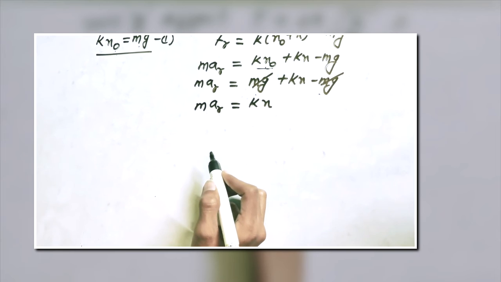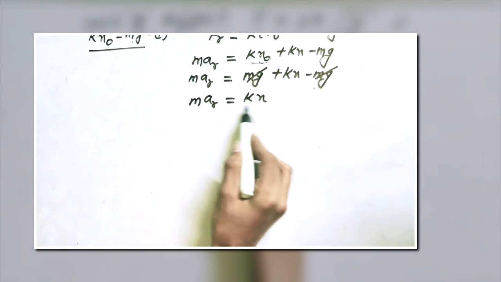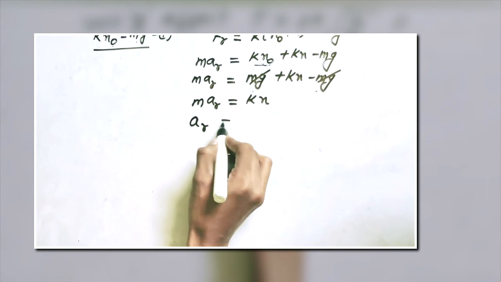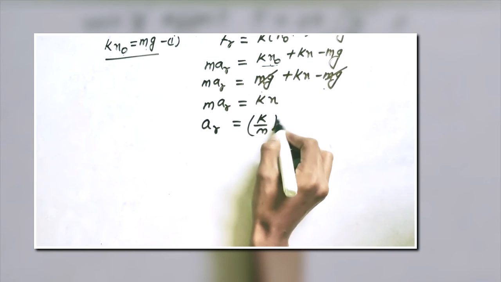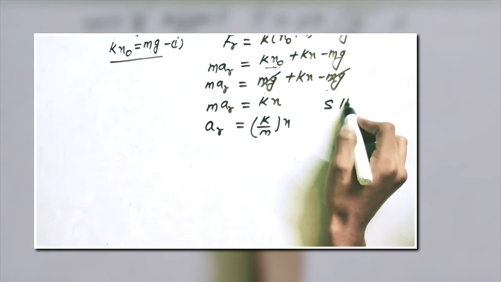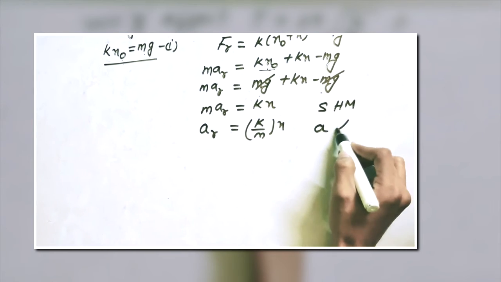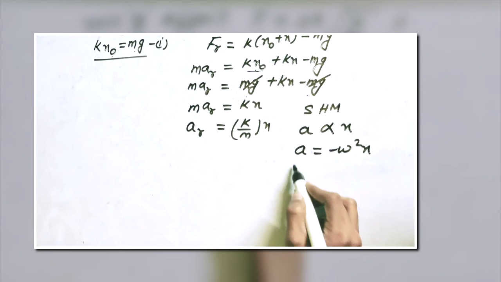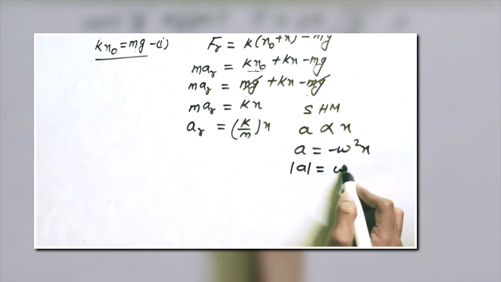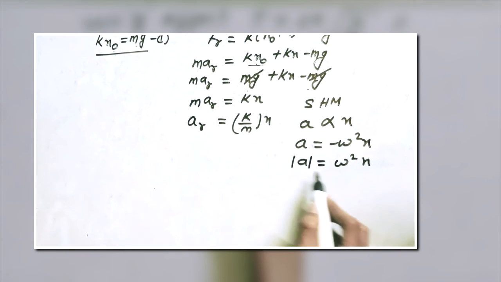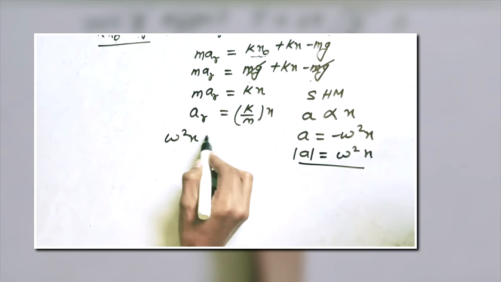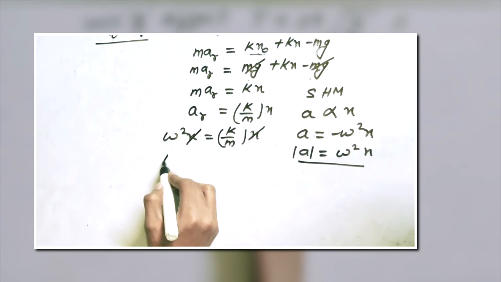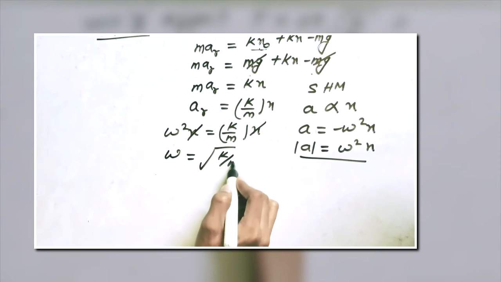Now most of you would be getting the feel that it is turning out to be the same situation we have solved earlier. So our restoring acceleration comes out to be k by m times x. So in the situation of SHM, we have acceleration directly proportional to x. We have a is equal to minus omega square times x, and we have the magnitude of acceleration as omega square x. So here if we replace the magnitude, we can write omega square x is equal to k by m times x. x gets cancelled. We have omega is equal to under root of k by m.